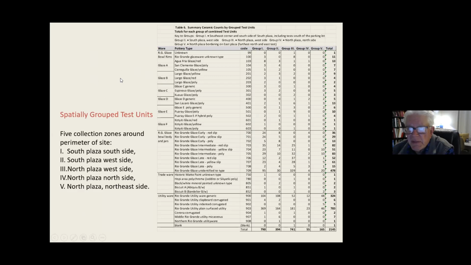The last table that I'll bore you with is one that shows what is happening around the site. The South Plaza south side, if you remember the picture, the South Plaza west side, the North Plaza west side, North Plaza north side, and the North Plaza northeast side. In other words, going around the site on the periphery, basically clockwise. So I don't know if you can see this up here. I'm having a little trouble looking at the definitions up here.